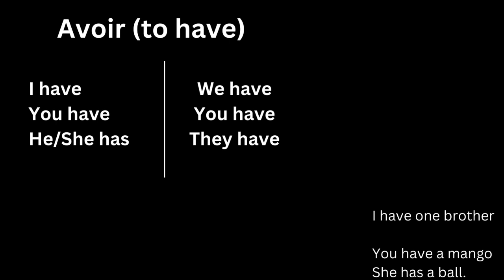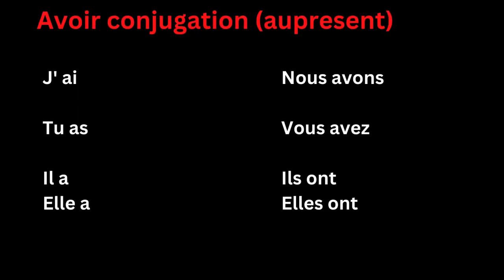The only difference is on the third person singular, which takes which format? Has. The rest of them are having have. I have, you have, we have, you have, they have. But he has, she has. But now in French, each personal pronoun is going to take up its own format of this verb avoir, which means to have.